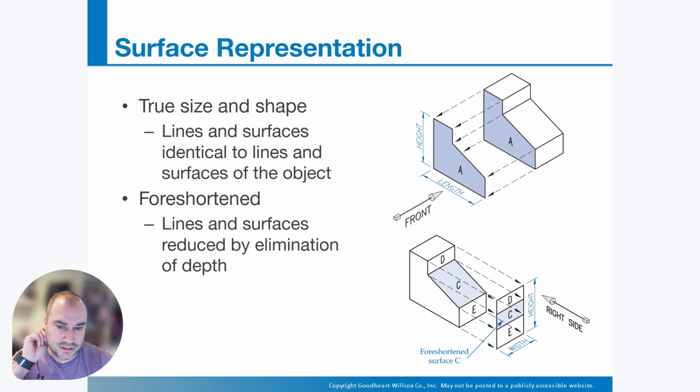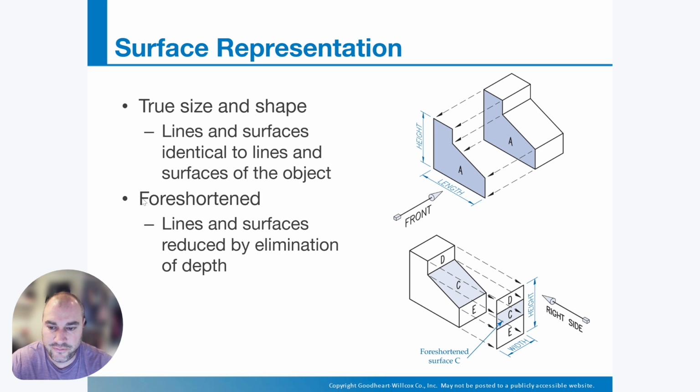Surface representation. True size and shape. When you're really looking at true size and shape, lines and surfaces are identical to lines and surfaces of the object. So you have your height and length on this A side here. So it's true size and shape.